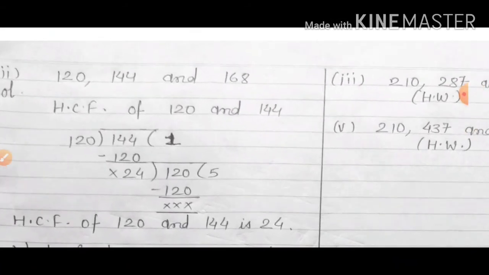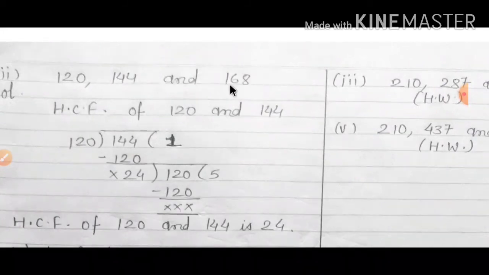Same here, second one, 120, 144 and 168. Again we can take any 2 numbers. So we have taken 120 and 144. So divide 144 by 120. If we take 2 times, it will be 240, which will be greater than 144. So we have taken only 1 time. 1 ones are 120. Now minus this, 4 minus 0, 4. 4 minus 2, 2. Now this first divisor, we have to divide by first remainder. This 120 will come inside. And 24 5s are 120. So the HCF of 120 and 144 is 24.